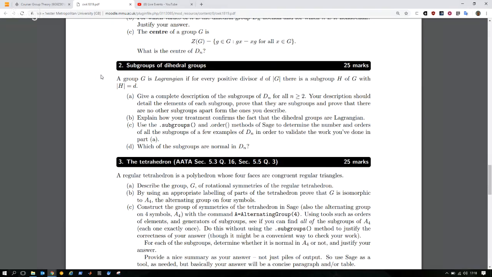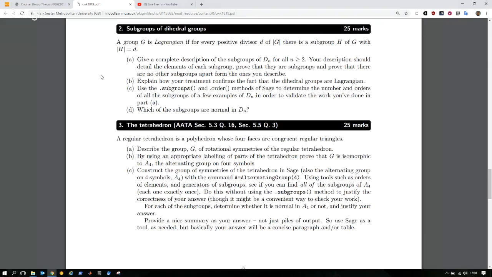But then D2 will be quite easy to analyze because there's only a small number of elements in it, 4 elements in it.